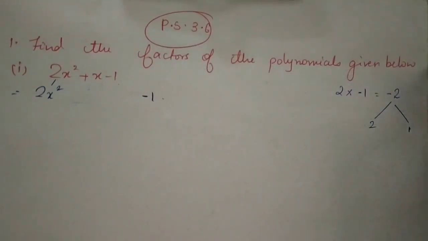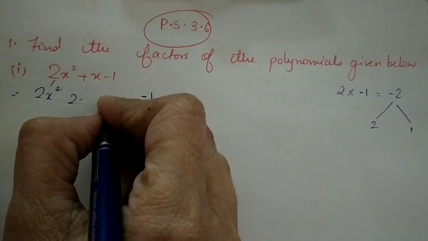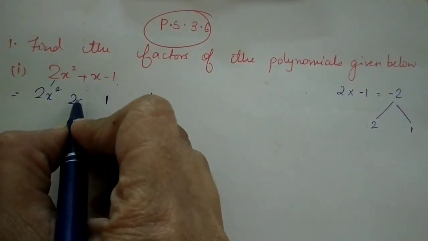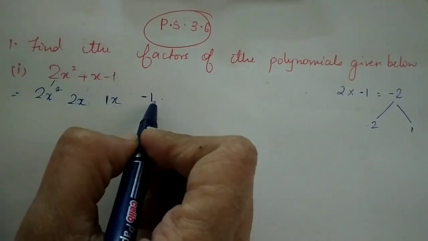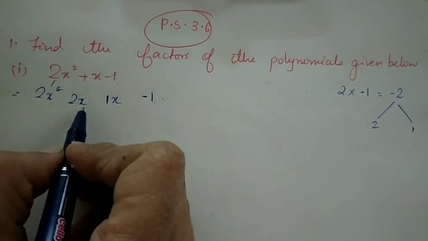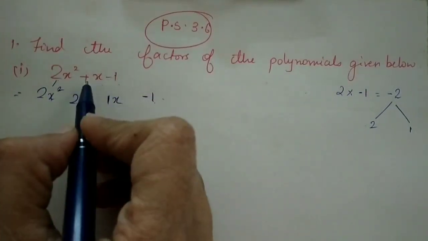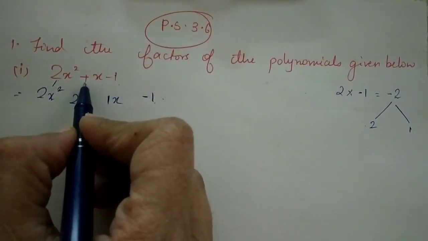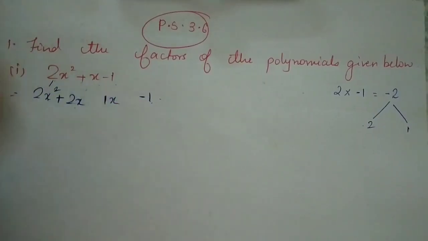Let me write this down first. 2x, 2 here and 1 here. Also, I write this x here and x here. So what I did, 2x square I wrote here, minus 1 I wrote here, but instead of x I wrote 2 and 1, that is 2x and 1x. Now this sign always goes to the bigger number. So out of 2 and 1 the bigger number is 2, so I put a plus sign here.